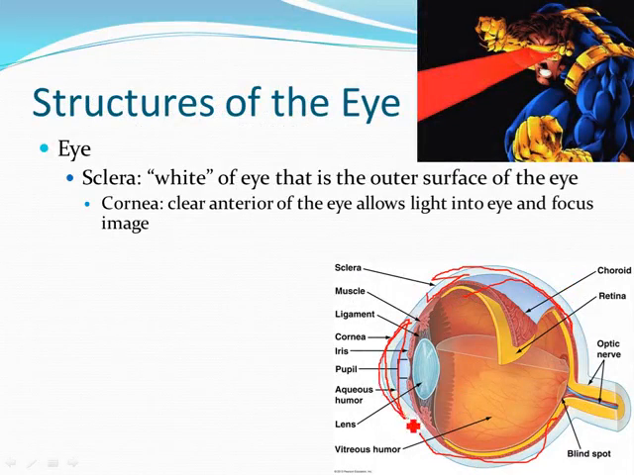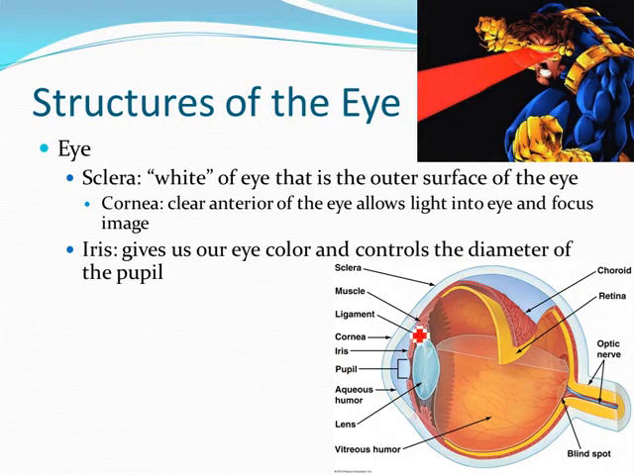The cornea is this anterior or front part of our eye that's actually clear, right? Allowing light to pass through. It also helps us to focus on certain images too. The iris, as shown over here, gives us the color of our eyes and also helps to control the diameter of the pupil. So if it dilates, it allows more light to pass through. If it constricts, it ends up reducing the amount of light to pass through.